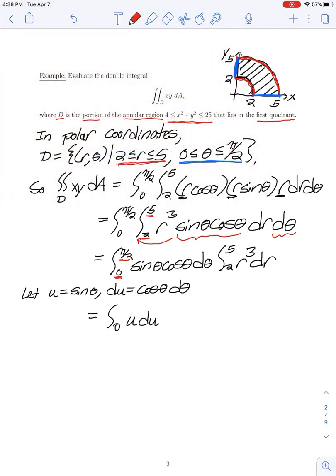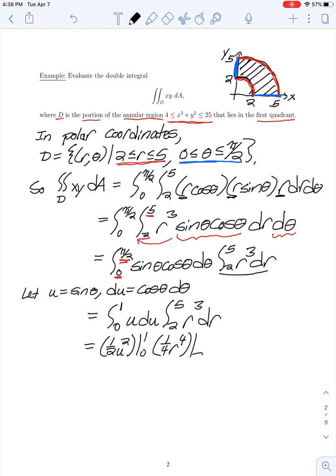And when theta is equal to pi over 2, u is sine of pi over 2, or 1. And then we still have our second integral from 2 to 5 of r cubed dr. So now we have, for the antiderivative of this first function, 1/2 u squared being evaluated from 0 to 1. And then we're multiplying by 1/4 r to the 4th, evaluated from 2 to 5.